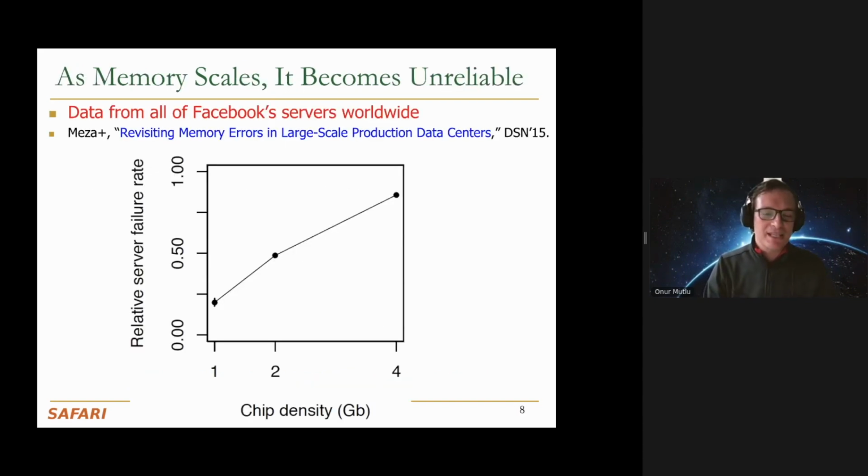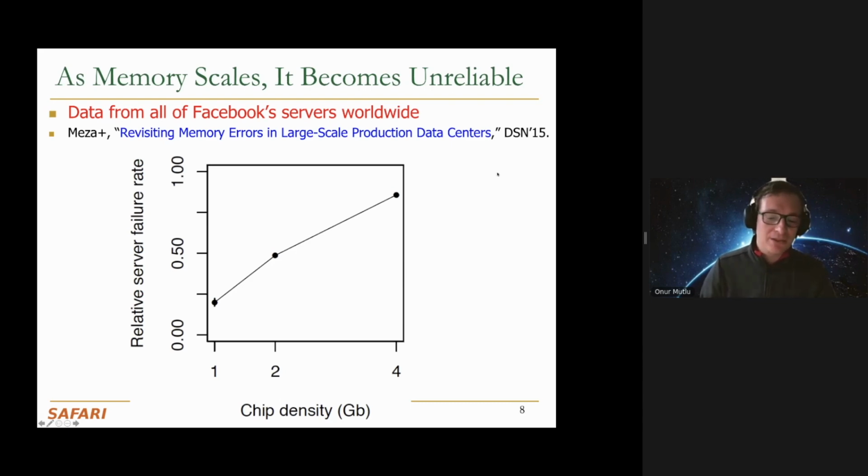So we did some experiments in the field together with Facebook. This is one example experiment that we have done. Well, it's more like a correlational study. We studied all of the memory errors that happened in Facebook's data centers for more than 1.5 years, which is reported in this paper in DSN in 2015.